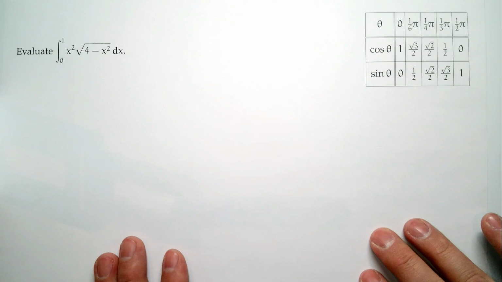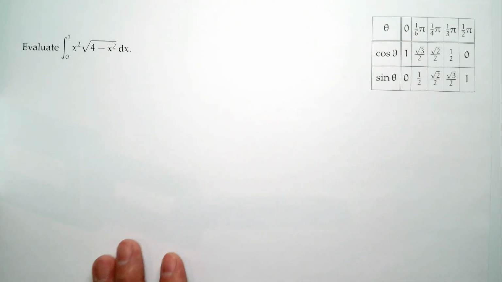Next problem. This is from an old exam, not so long ago. Integrate from 0 to 1, x squared square root of 4 minus x squared dx. So what do we do? First off, we have to identify what type of problem we are in. Trig sub, right? Because you see a square root with a plus or a minus. When you see that, you should think trig sub.